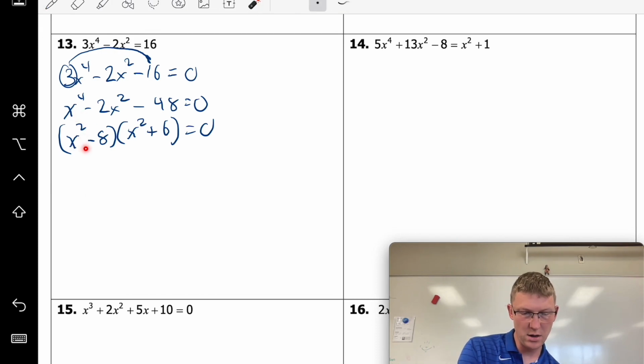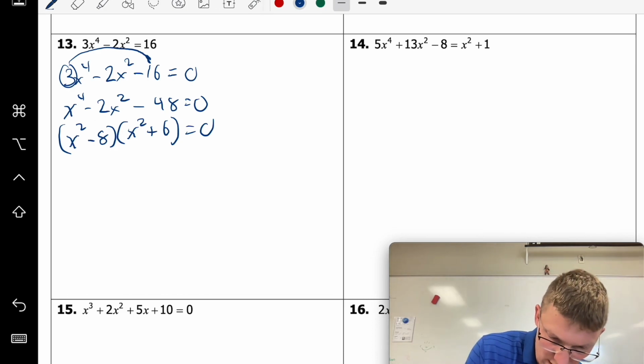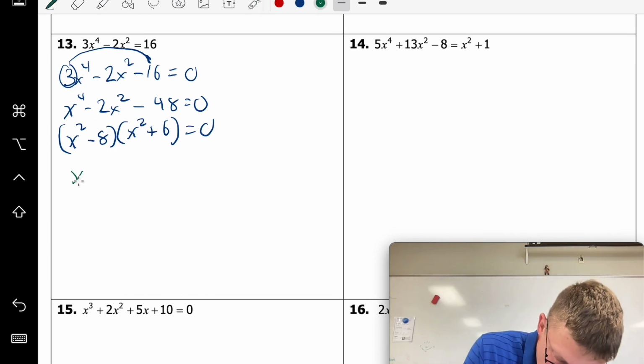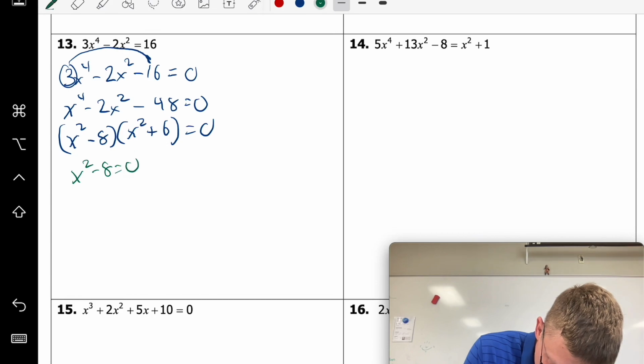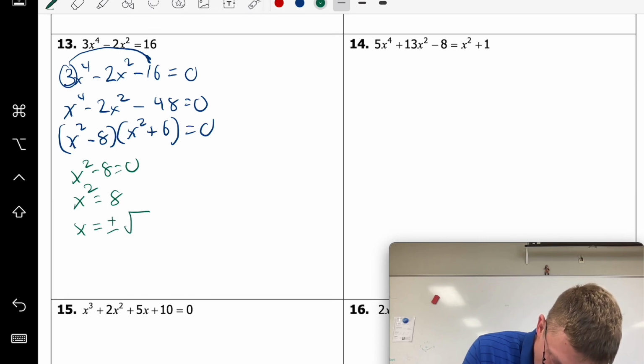I see a squared. I see a minus sign. I'm thinking difference of squares. No. 8 is not a perfect square, so we're good to go on that one. So if we have x squared minus 8 equals 0, x squared equals 8, x equals plus or minus square root of 8.